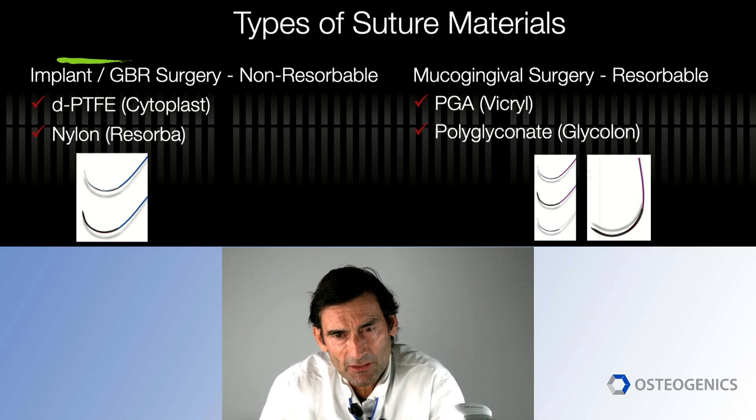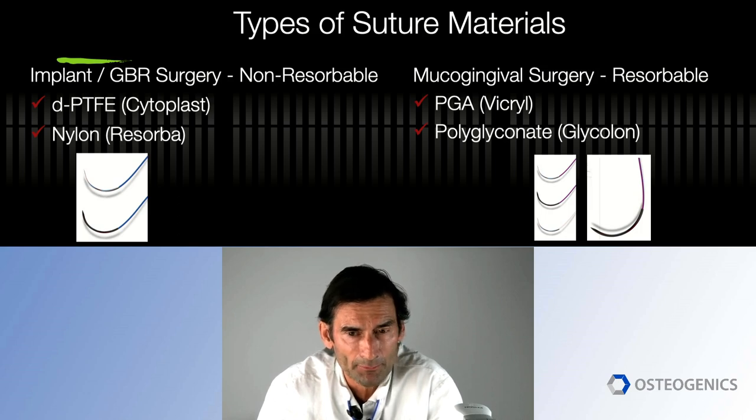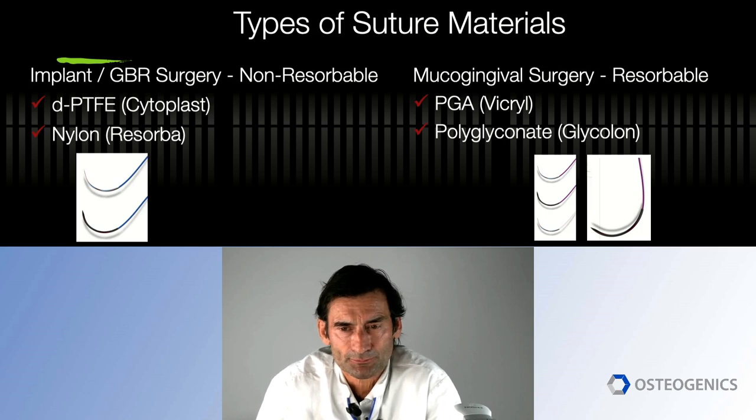Nylon's advantage is that it's a little bit smaller, a little bit thinner, and has smaller needles. So they're usually good for thinner tissues, when you maybe have a papilla you have to close or some soft tissue. So that really works well. Now let's go to resorbable sutures.